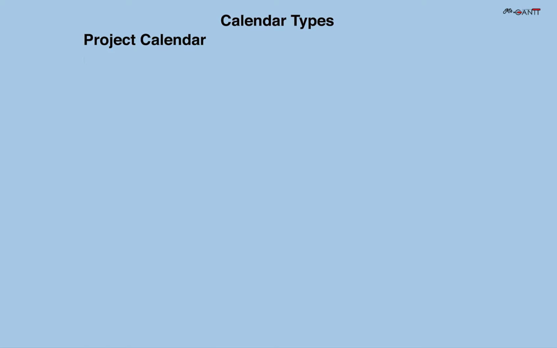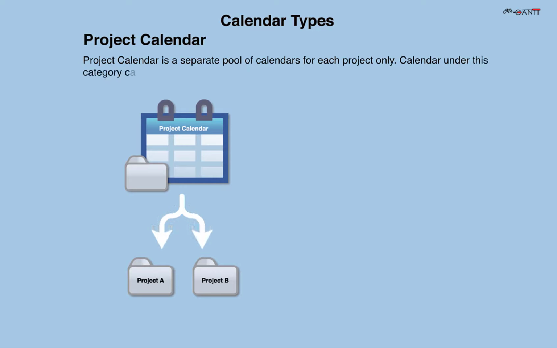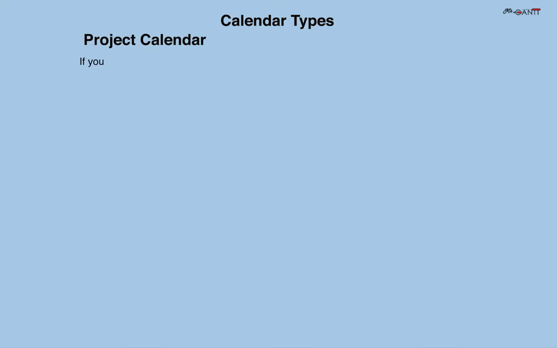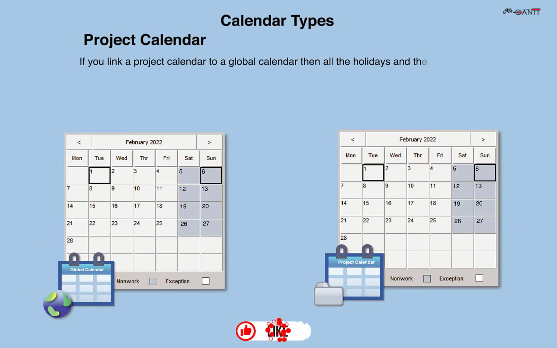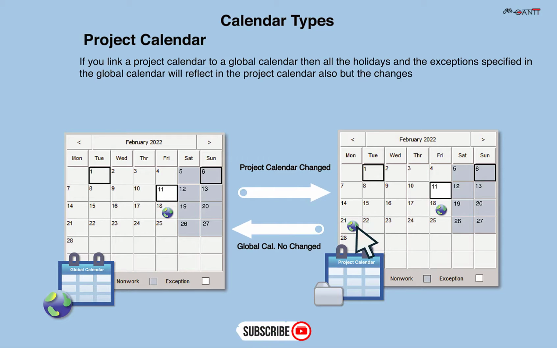Project Calendar. Project Calendar is a separate pool of calendars for each project only. Calendars under this category cannot be assigned to any resources, such as labor, non-labor, and material. If you link a project calendar to a global calendar, then all the holidays and the exceptions specified in the global calendar will reflect in the project calendar. Also, the changes made in the project calendar will not reflect in the global calendar.